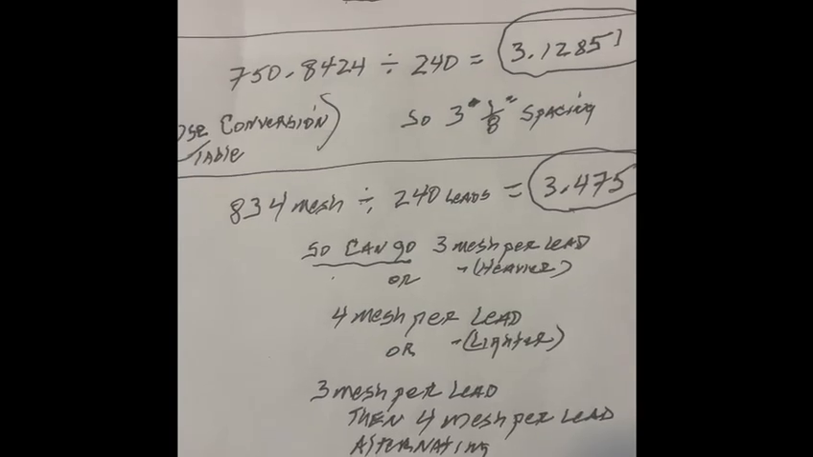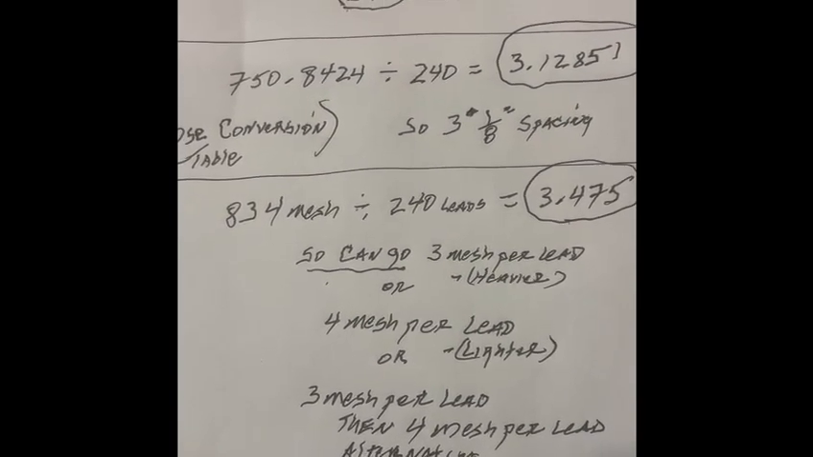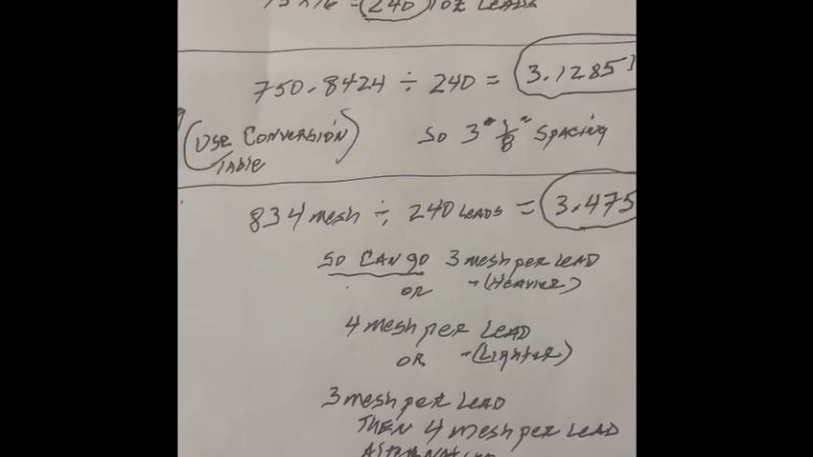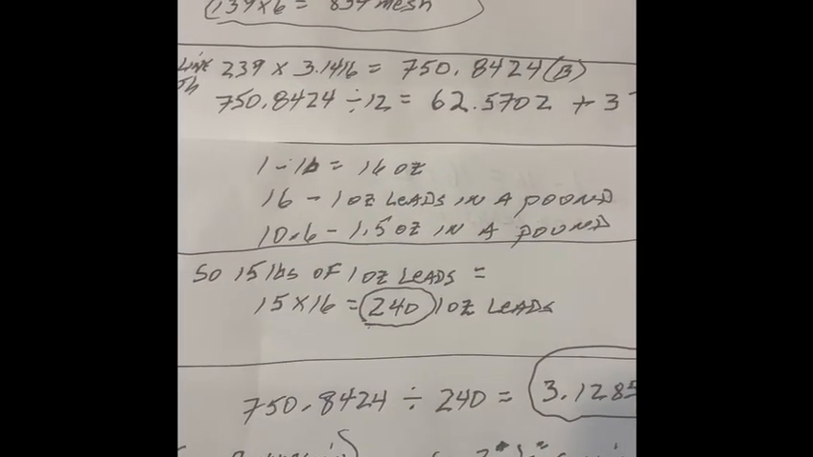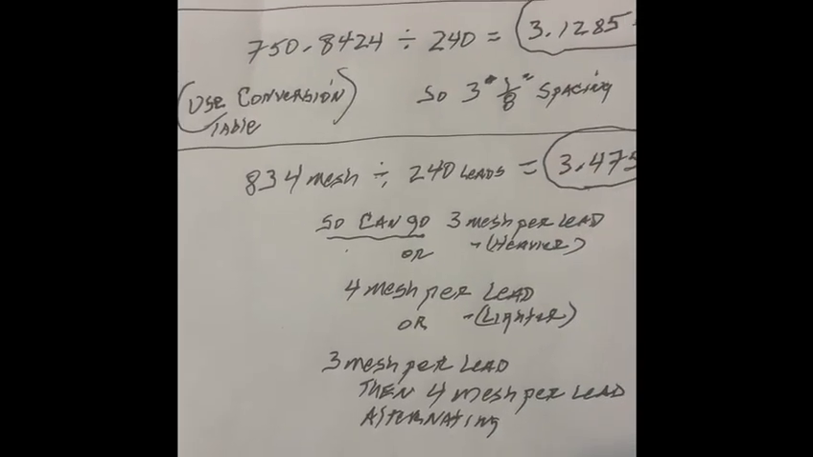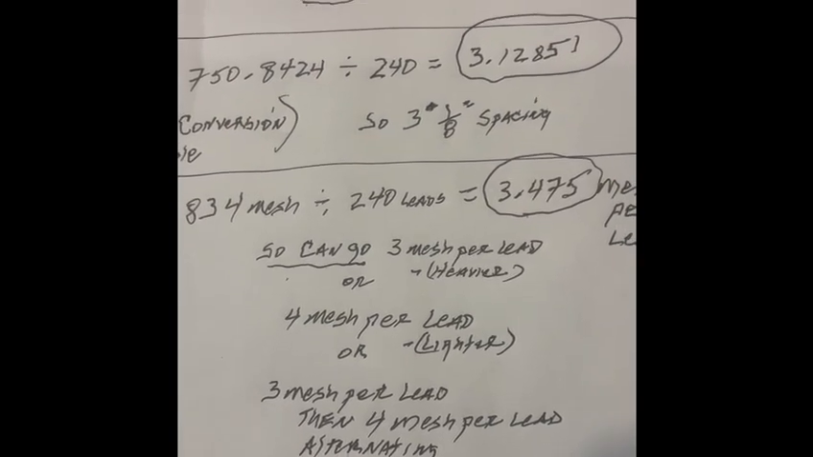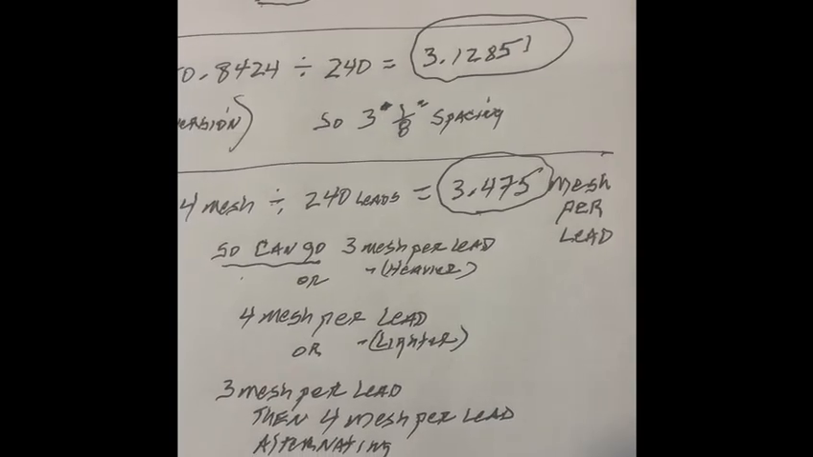All right, so now we have to figure out how many mesh would be between each lead. So we have 834 mesh, which we calculated right up here, 139 times 6. 834 mesh divided by 240 leads would be 3.475 mesh per lead that you would sew in.